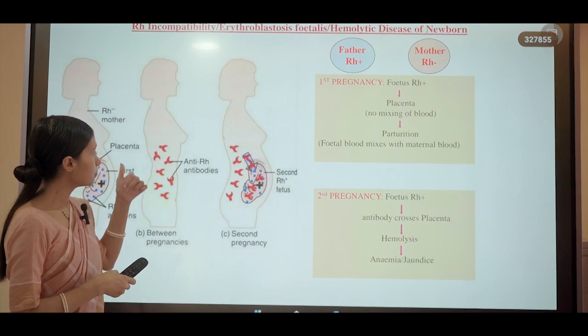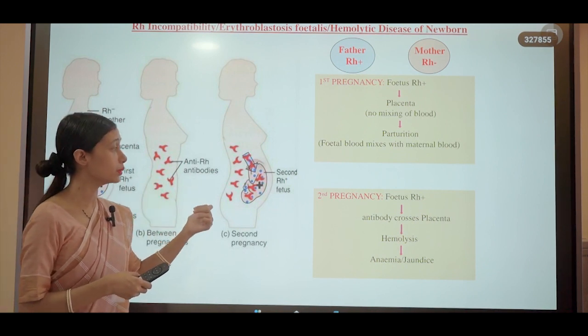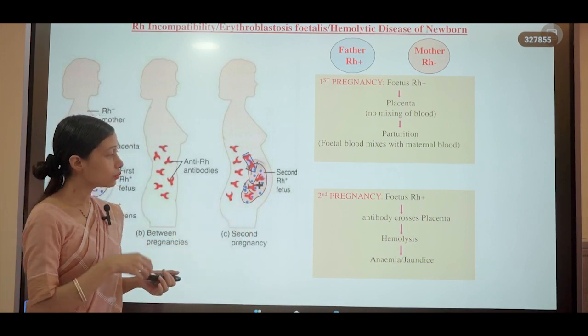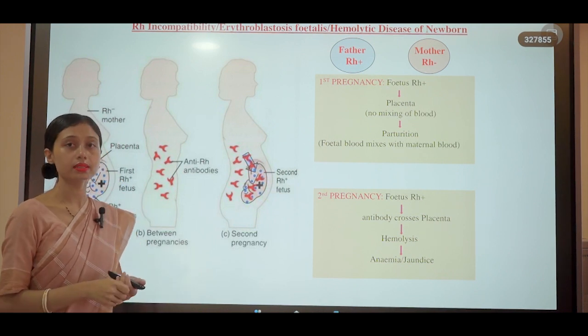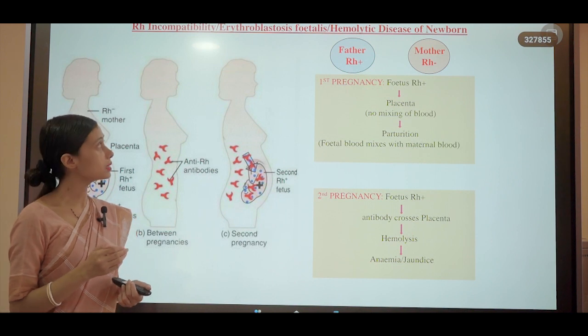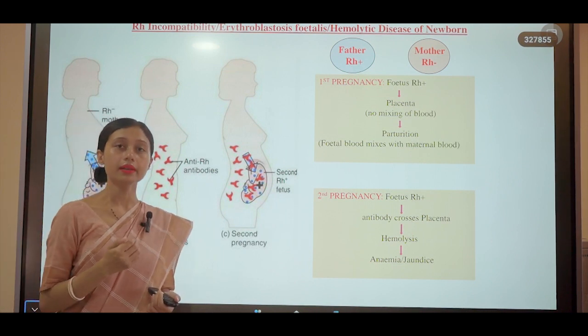See, during the first pregnancy it is safe, but during the second pregnancy it will cause anemia and jaundice to the newborn, and this condition is known as erythroblastosis fetalis or hemolytic disease of the newborn.